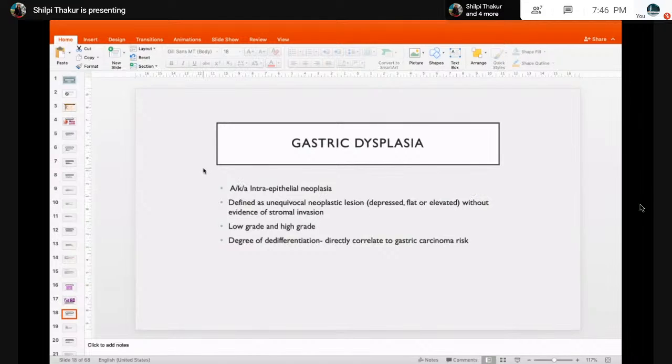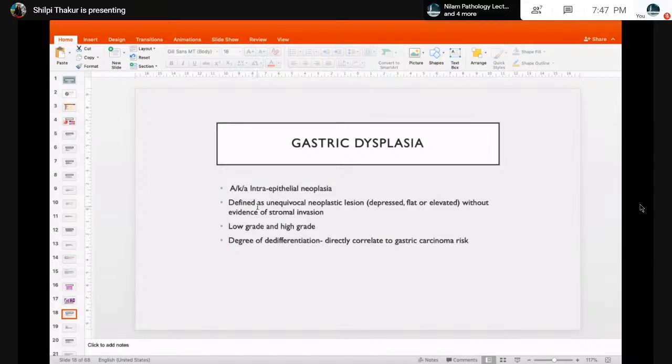So now coming on to the next thing, after the gastric atrophy and the metaplasia, the next thing that we are bothered about is the gastric dysplasia. In the WHO 2019, it is also known as the intraepithelial neoplasia. At this point I must say that all the things which I am presenting today are either from the WHO 2019 or the CAP protocol. So these are my source of presentation.